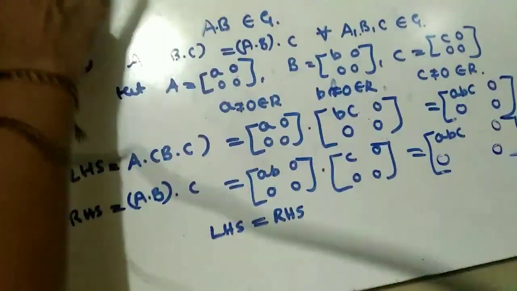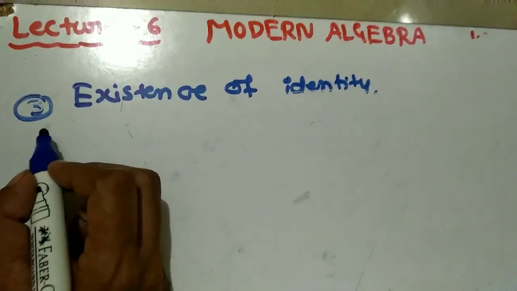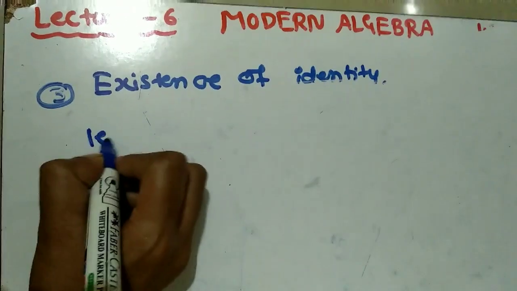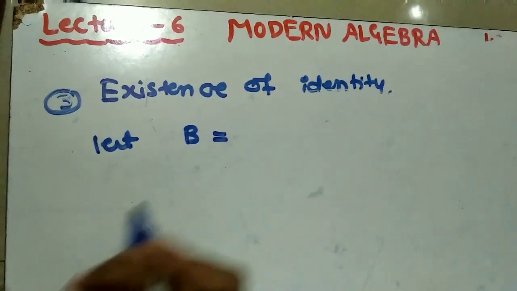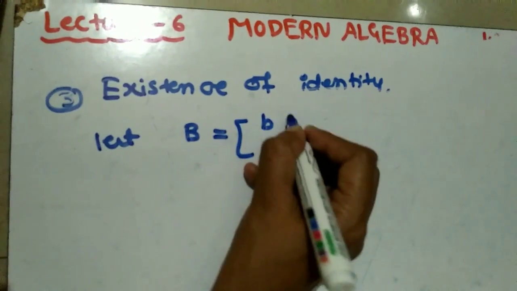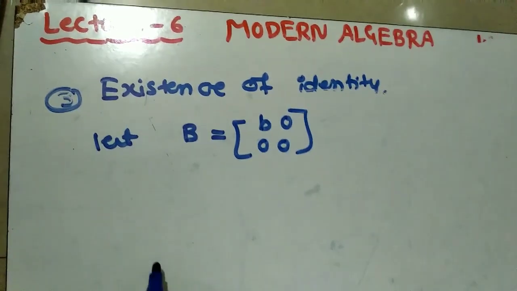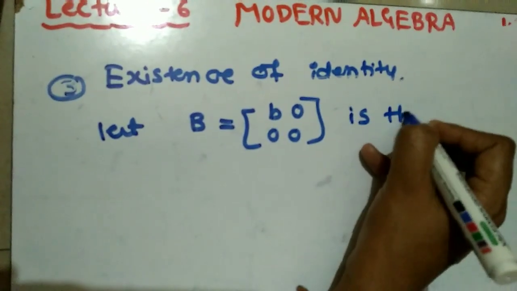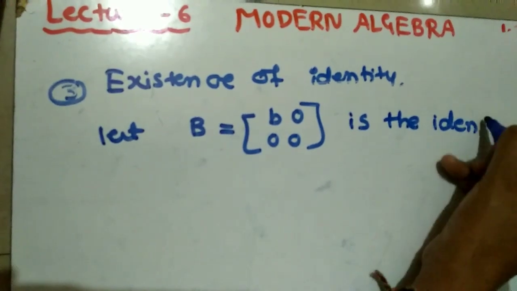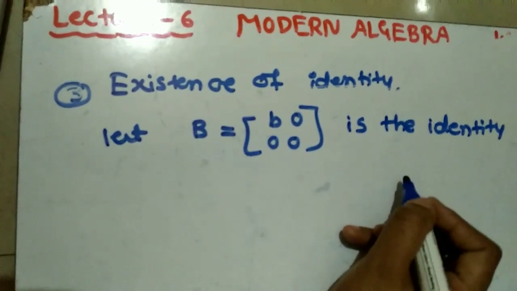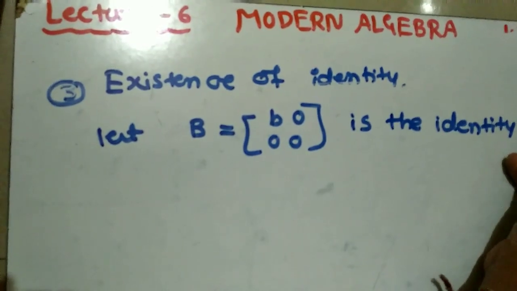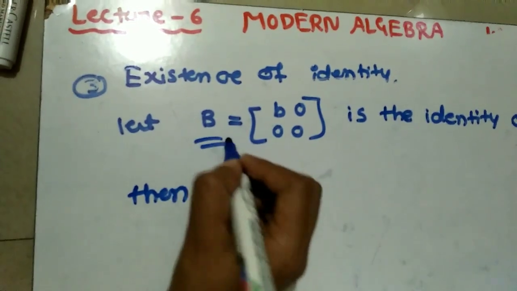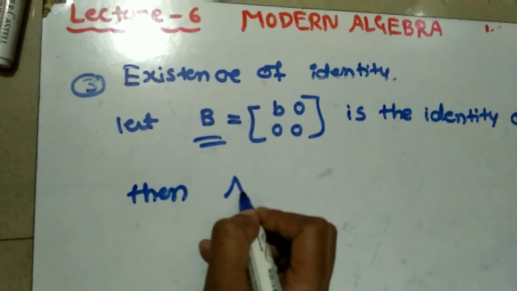Here I don't have space, so I will solve here. We have to check the existence of the identity law. Okay. So let us take matrix B. So this is B 0 0 0. Okay. So I am going to take this matrix B as an identity. This is my identity, I am considering this one. This is the identity of G.